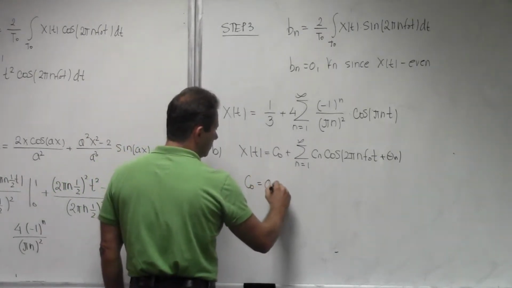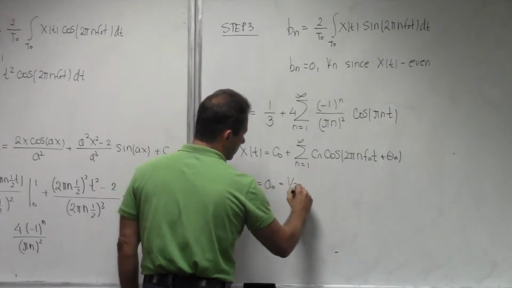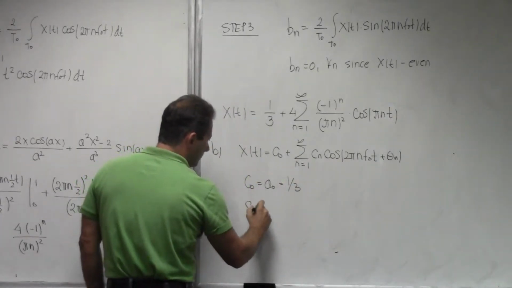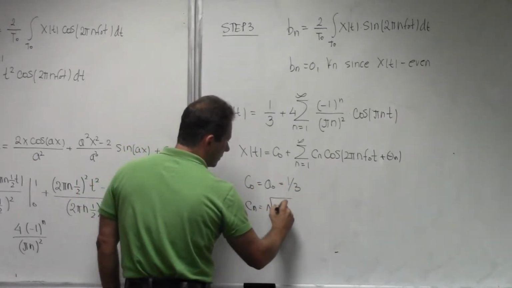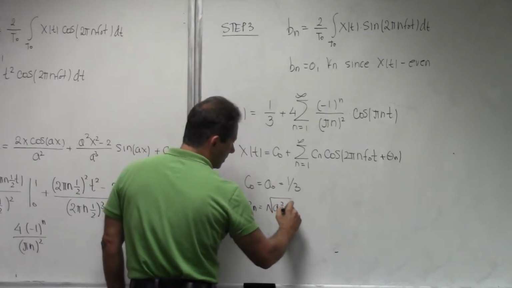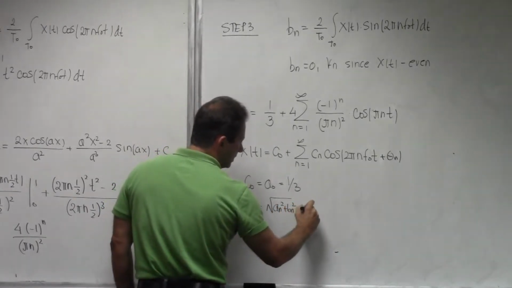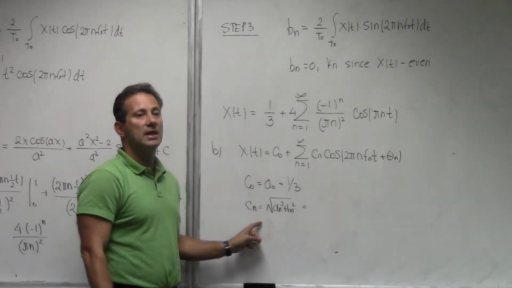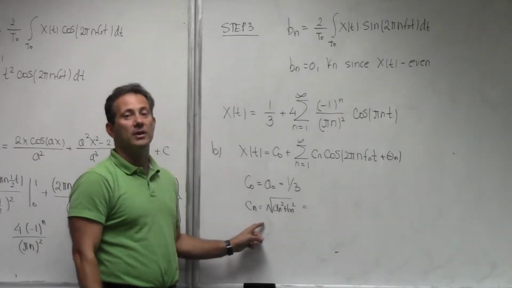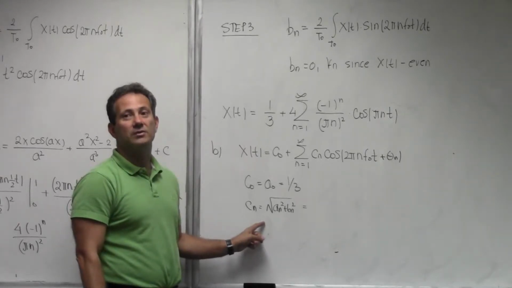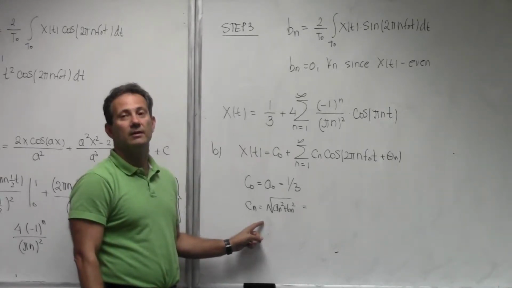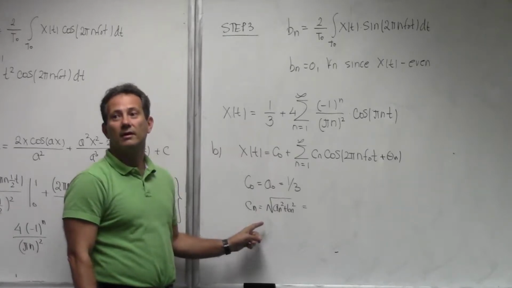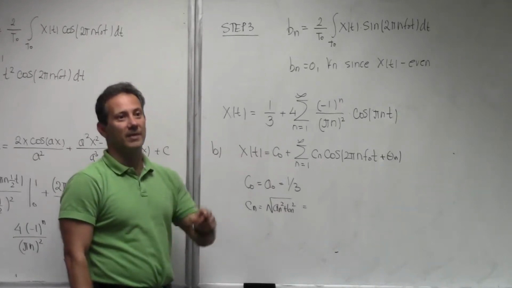C0 is equal to A0, therefore it's 1 over 3. Cn is going to be equal to the square root of an squared plus bn squared. But in this case, bn is equal to 0. So what is Cn going to be? An. Be careful. Plus minus a. What is the square root of an squared? Plus minus a? No? An? No? The magnitude of an.